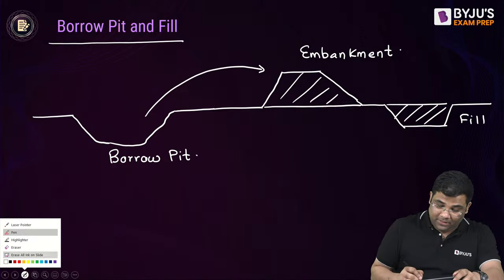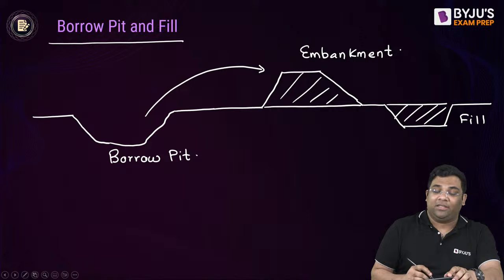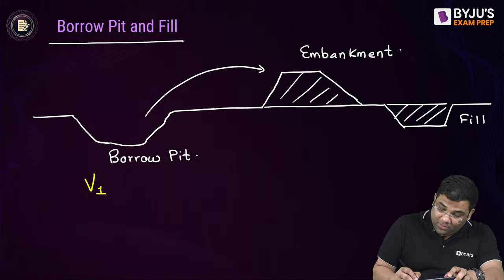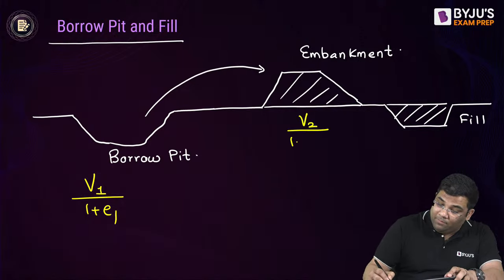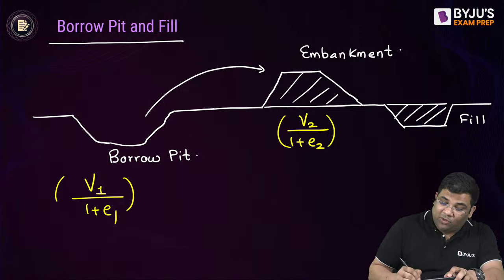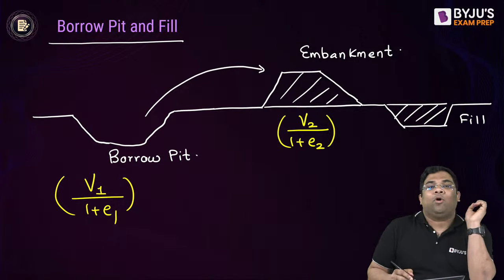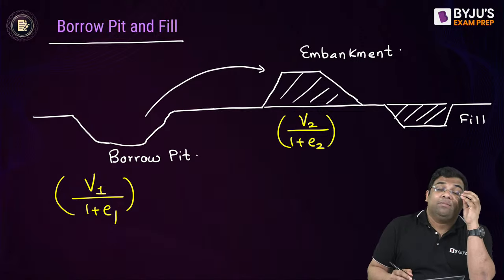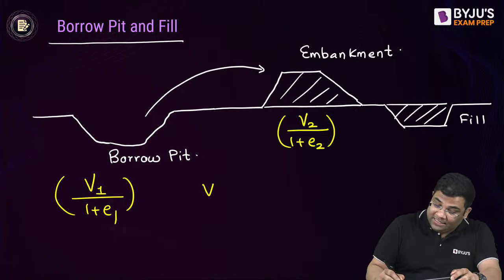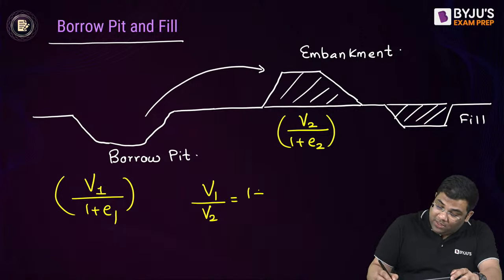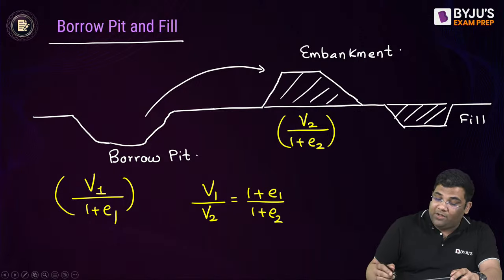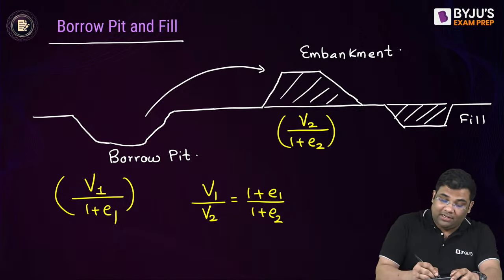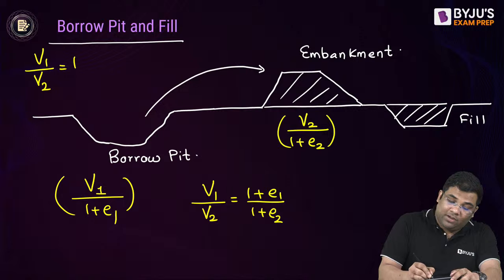So what happens here? You see, in this, the volume of solids doesn't change. So here the volume of solids will be total volume V1 by 1 plus e1, and here the volume of solids will be V2 by 1 plus e2. This is the equation for volume of solids. Whatever disturbance or volume changes happen, the volume of solids will not change, because solids are incompressible in soil mechanics. So if I equate both of these, V1 by V2 becomes equal to (1 plus e1) by (1 plus e2). This is the one formula.